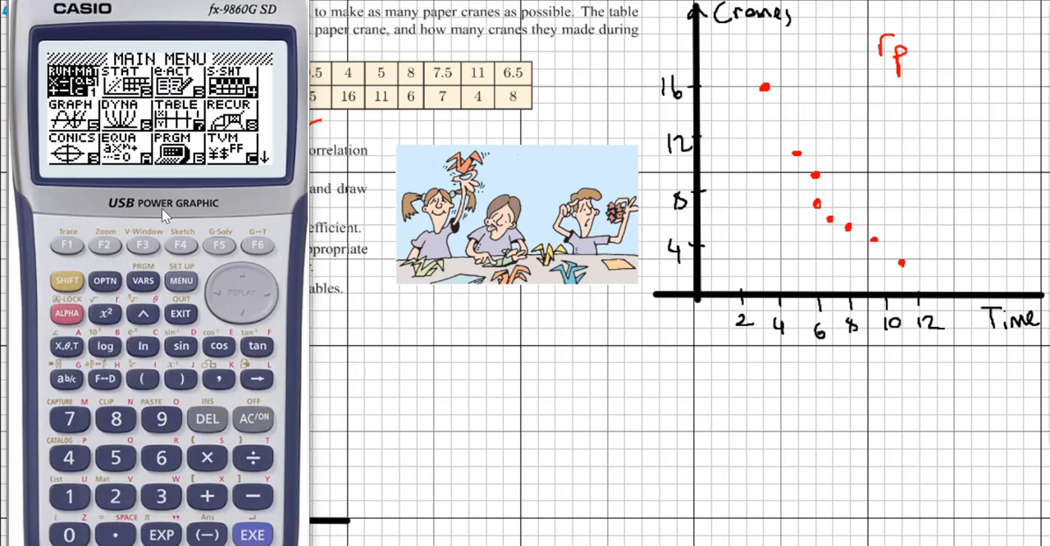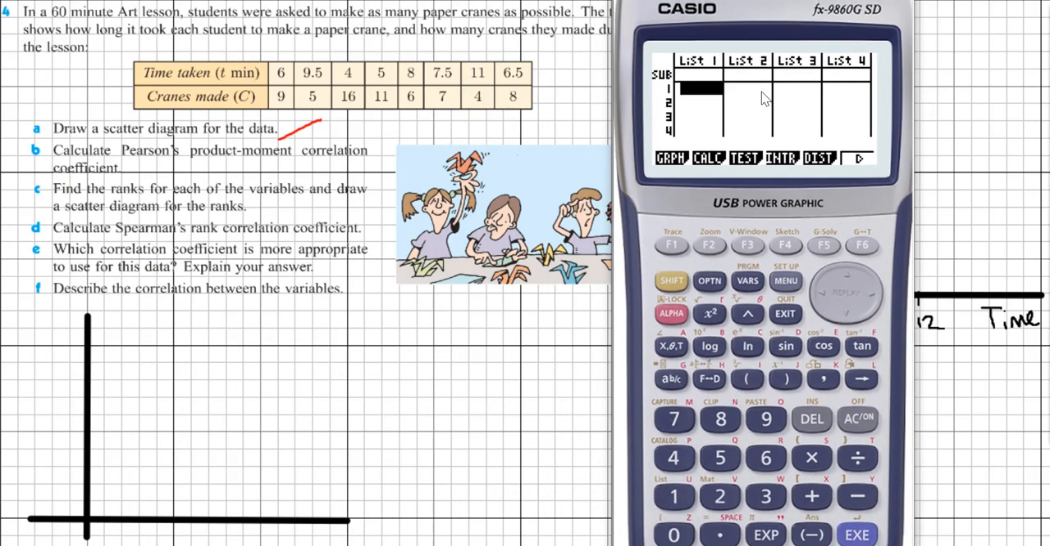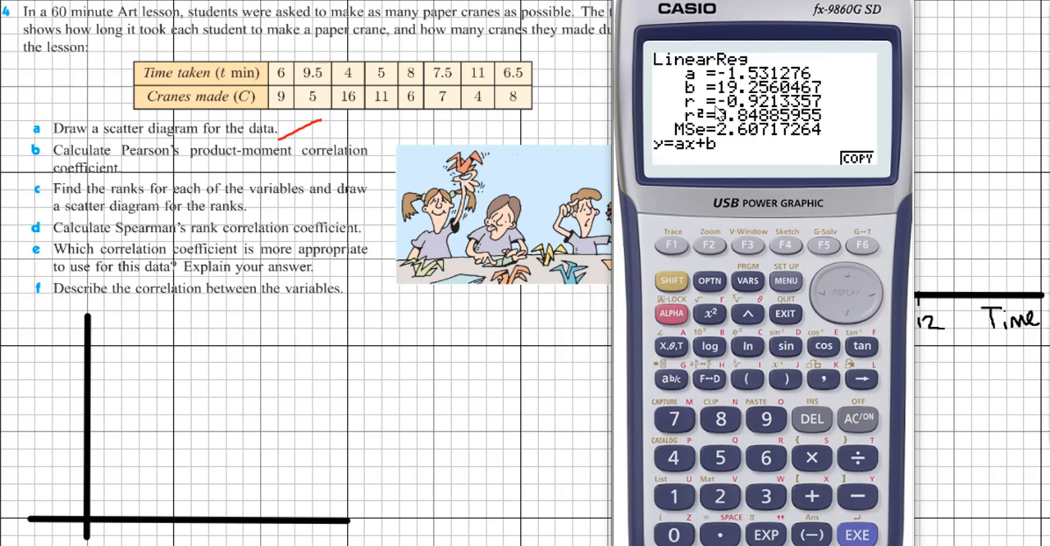We go to the menu, statistics part, then we enter the data. So what do we have? 6, 9.5, 4, 5, 8, 7. Now I fixed the calculator. If you go to the regression and check it, what's the Pearson's correlation?